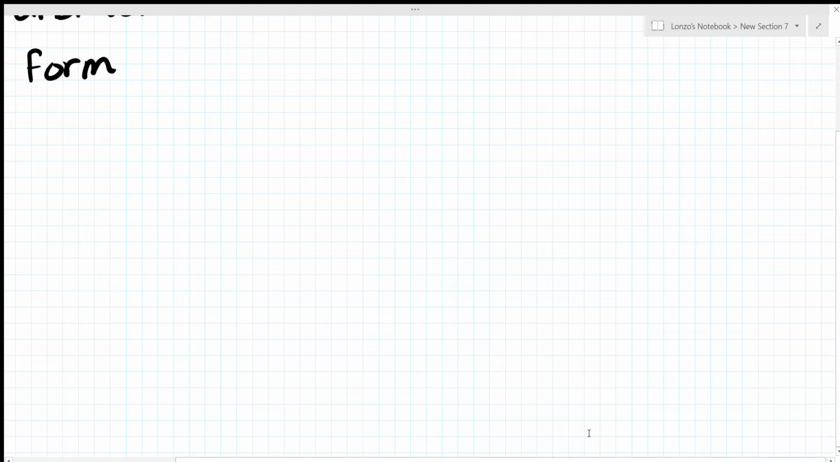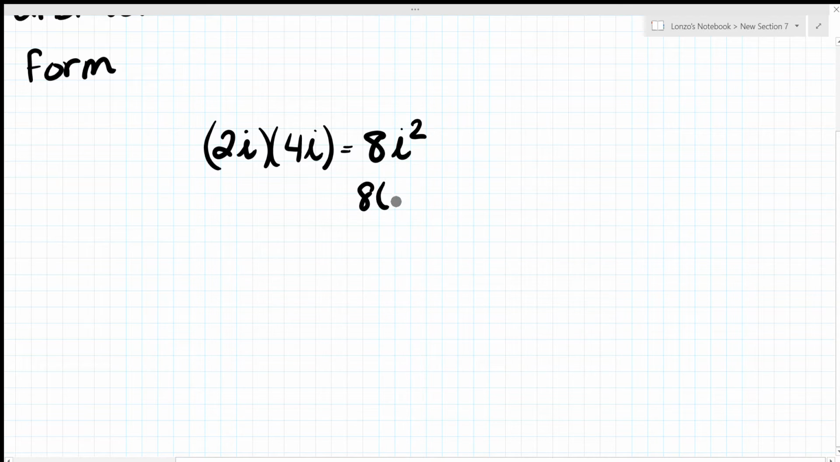Okay, so let's try this one. Let's say you're given 2i times 4i. If we multiply this out, this is going to be 8, and then i times i is i squared. We know that i squared is negative 1, so it's 8 times negative 1, which is negative 8. You can leave it like this in standard form, or you can leave it as negative 8 plus 0i. They are the same thing. Okay, let's do a subtraction one.